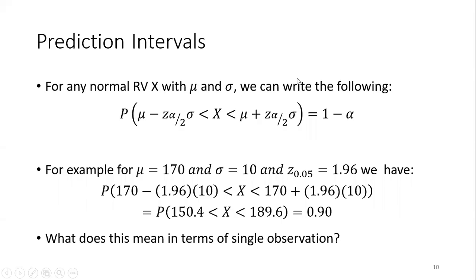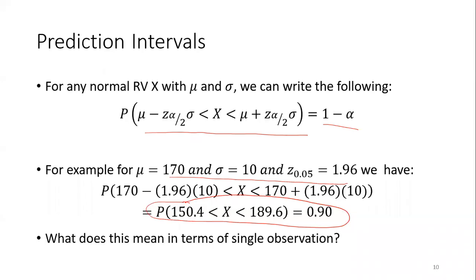Okay. So we were talking about prediction intervals, and we just talked about this probability. The probability that x is between these two values, mu minus z alpha over 2 times sigma and mu plus z alpha over 2 times sigma, is equal to 1 minus alpha. For example, we plug in these values and found this probability. And we said that this probability has two meanings.